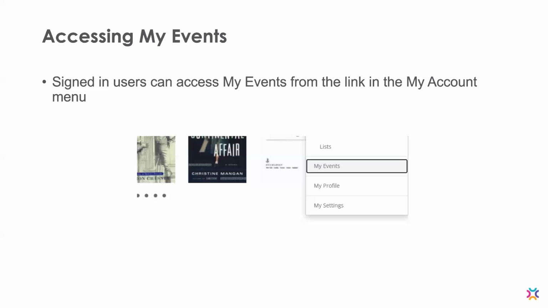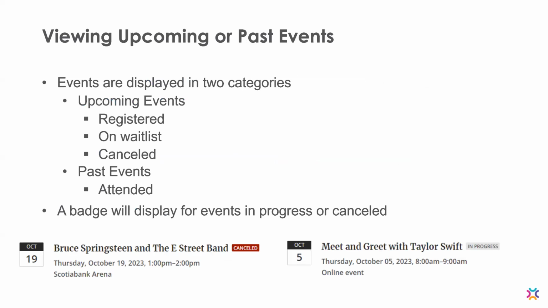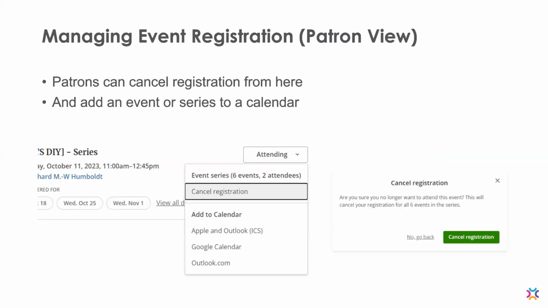When a patron is logged into the catalog, they can click on their account and they'll see a new link that says My Events. Some libraries have been adding it to their navigation to make it really easy for patrons to see what events they have registered for. Patrons can see events that they've registered for, are on the waitlist for, or events that have been canceled. It'll also keep track of past events that they have attended. It is easy to see on desktop. It's responsive for tablet and mobile. So wherever a patron is, they can check this out. From here, the other cool thing is patrons can cancel or update their registration. So here's an example of what it looks like to cancel registration.